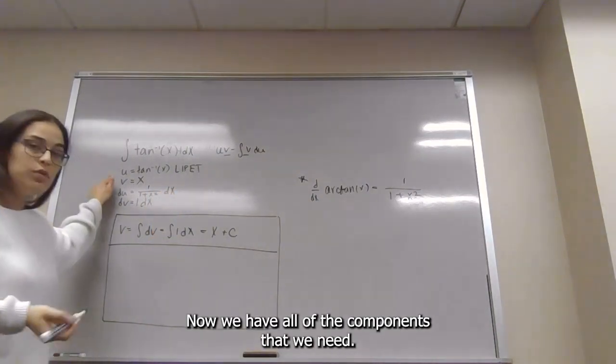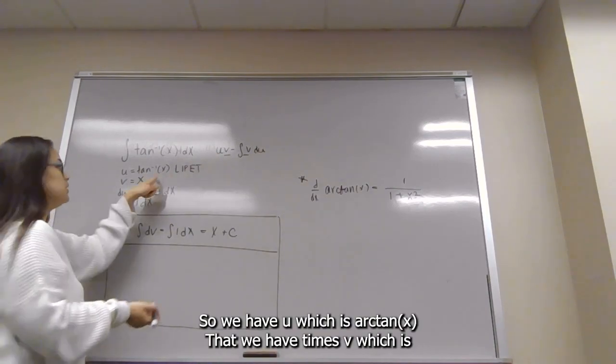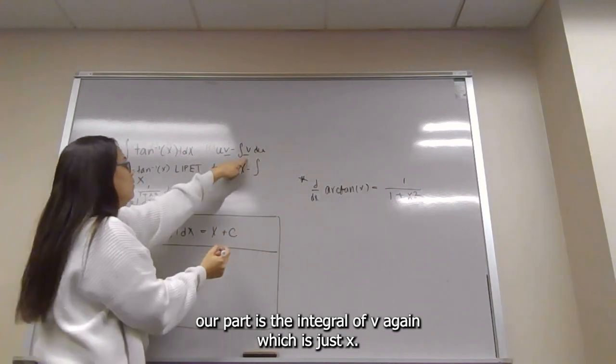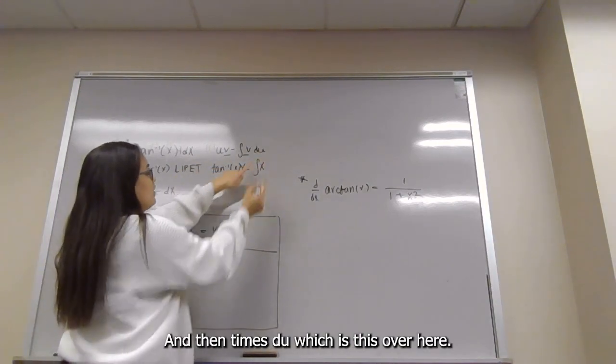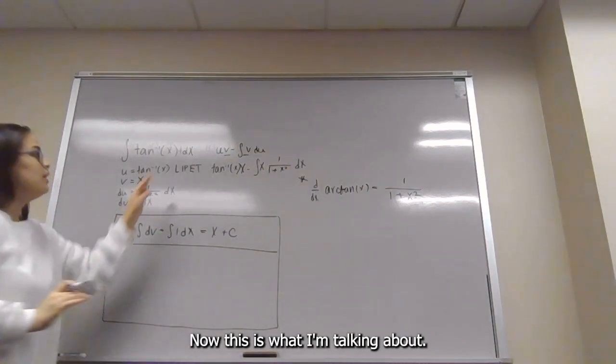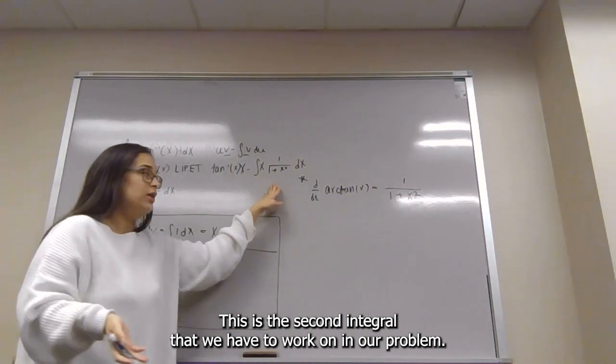Now we have all of the components that we need to plug into our formula. So we have u, which is tan inverse, times v, which is x, minus the integral of v again, which is just x, times du, which is this over here. Now, this is the second integral that we have to work on in our problem.